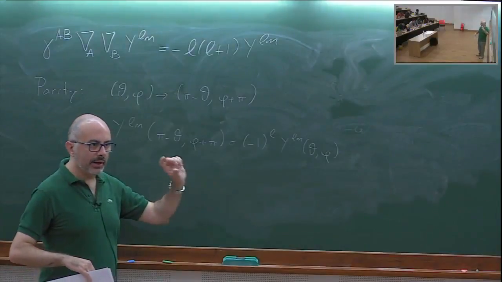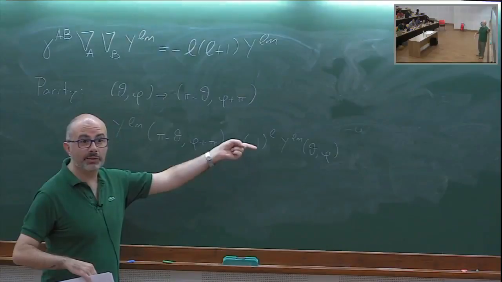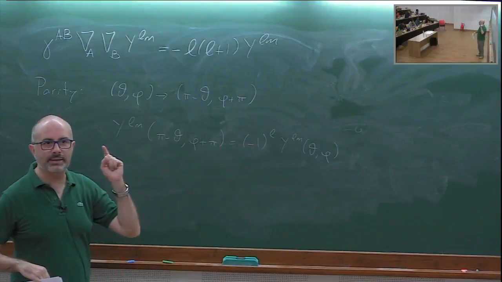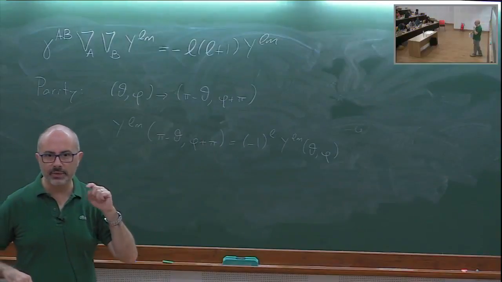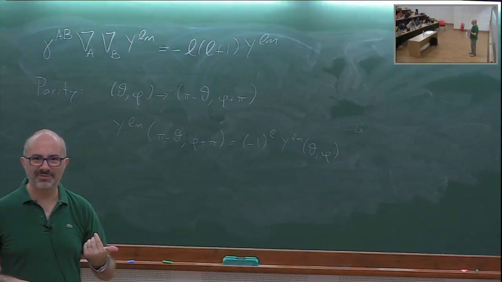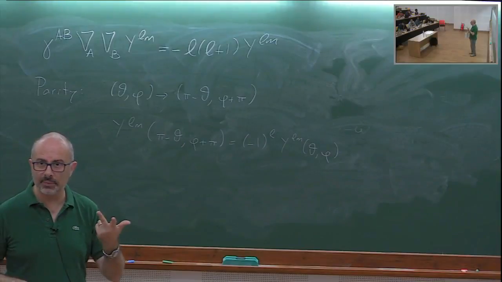If under an inversion of the axis a quantity transforms like minus 1 to the L plus 1, then I will say that it is odd or axial under inversion of the axis, okay? For example, a vector is even. A pseudo-vector like the angular momentum is odd in 3 dimensions, okay?